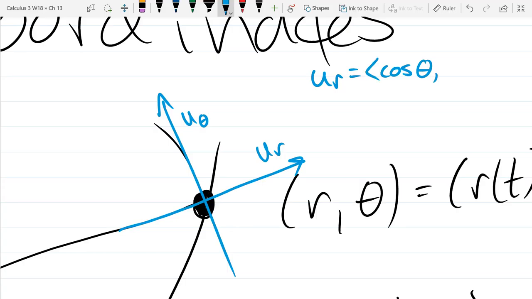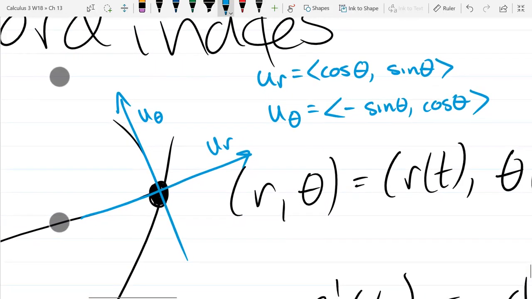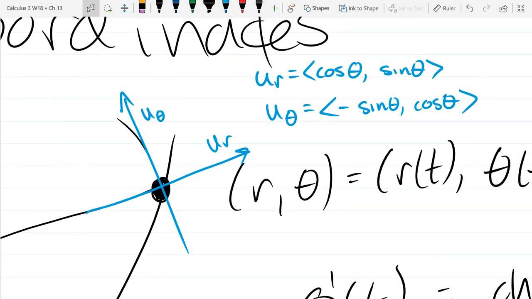So that's going to be cos theta, comma, sine theta. And U theta is negative sine theta, comma, cosine theta. That's just the direction of those blue arrows? Yes. And this will give us unit vectors in these two directions, so these magnitudes should be 1. You can pretty easily see that if you found the magnitude of either of those, you get 1. I think we found enough magnitudes in the last week. That's obvious at this point.